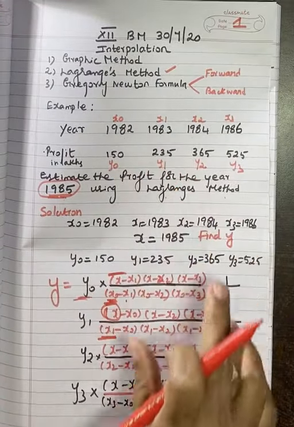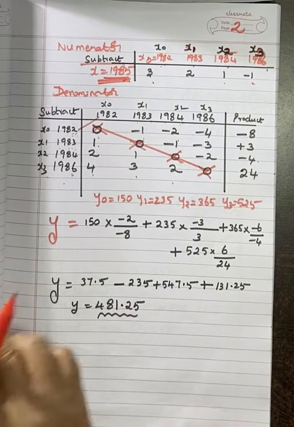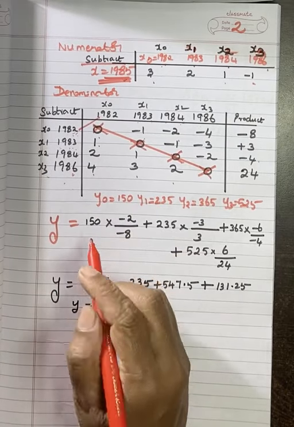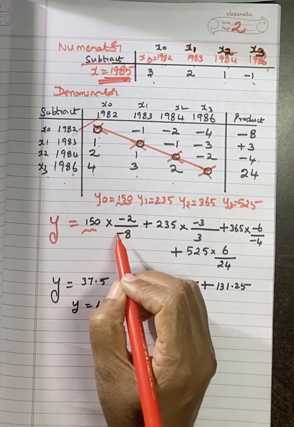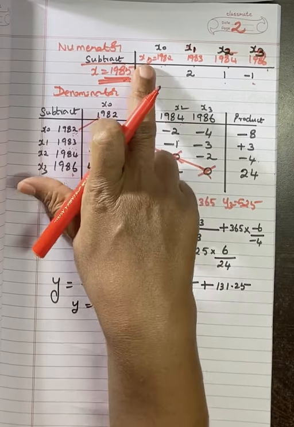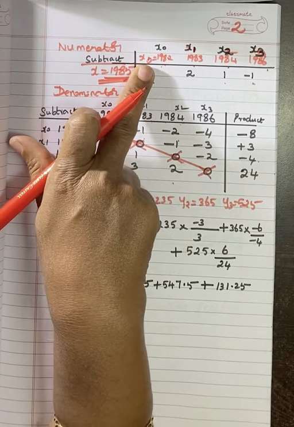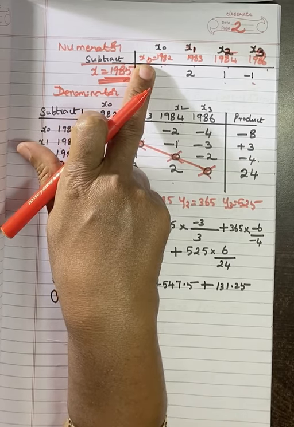So take and write Y0, Y1, Y2 and Y3 from the question. Now I am going to substitute in the formula. Y0 into the first term numerator: leave the first number, multiply the remaining numbers, so minus 2.